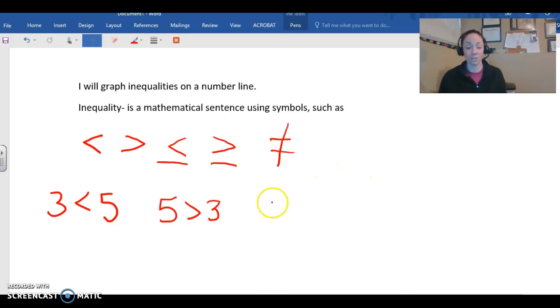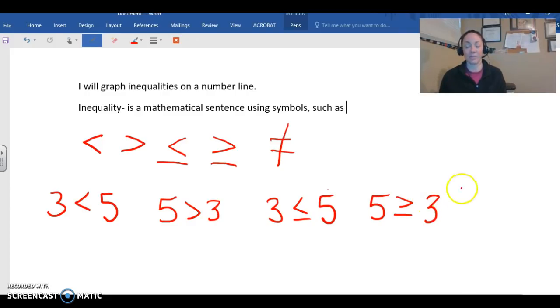Less than or equal to, we could say 3 is less than or equal to 5. And then our greater than or equal to symbol, we'd have 5 is greater than or equal to 3. And then finally, not equal to, which is where we have this little symbol come into play, we could say 3 is not equal to 5, or 5 is not equal to 3.